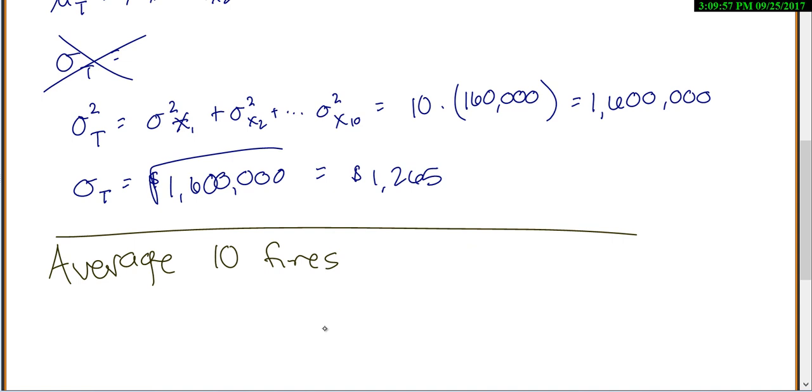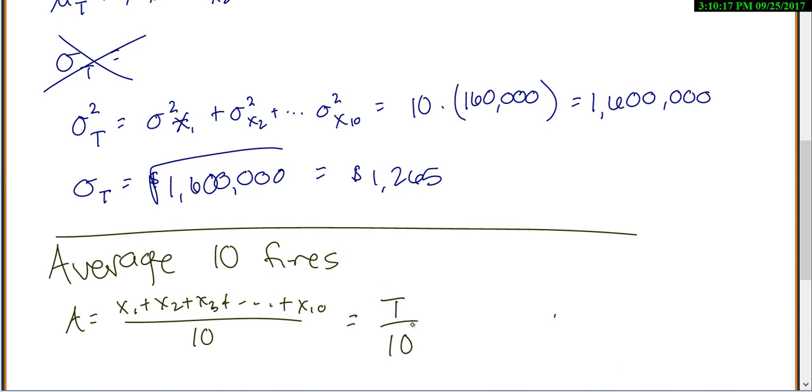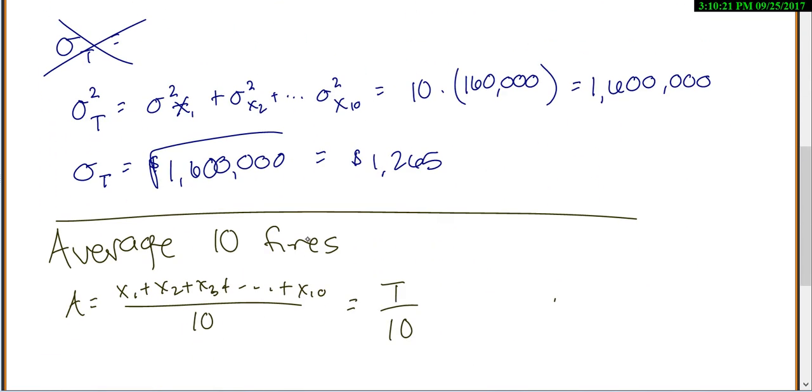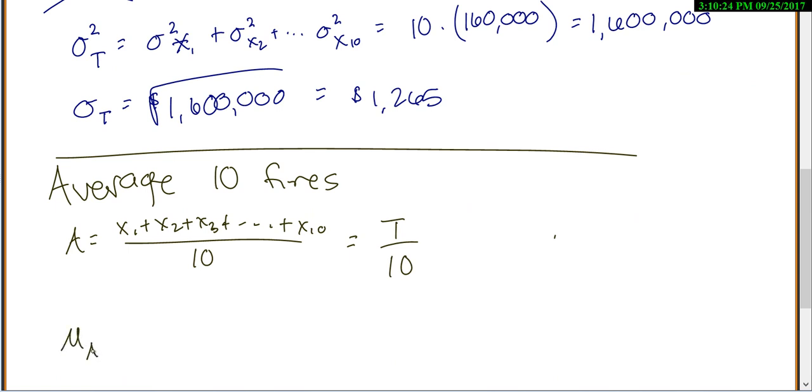The average of 10 fires, let's just call this A, is you would have to do each one, oh, that should be x sub 3, and divide by how many there are. Or, depending on how you're doing this, you could do just the total over 10, since we've already done all of our work up above. Okay, so let's find the mean for the average. So the mean for the average would be the mean for this total over 10.